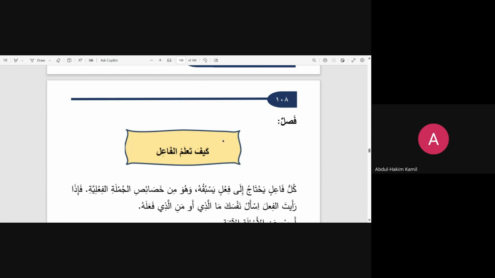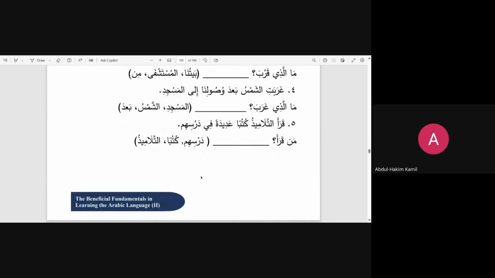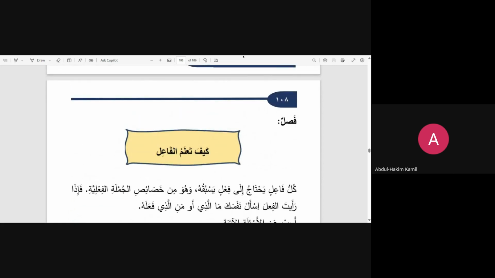Tomorrow, we're looking at the sentence, كيف تعلم الفاعل? How do you know what the fa'il is? Inshallah, we'll look at that tomorrow. This is our lesson for the day. سبحانك اللهم وبحمدك، أشهد أن لا إله إلا أنت، أستغفرك وأتوب إليك.